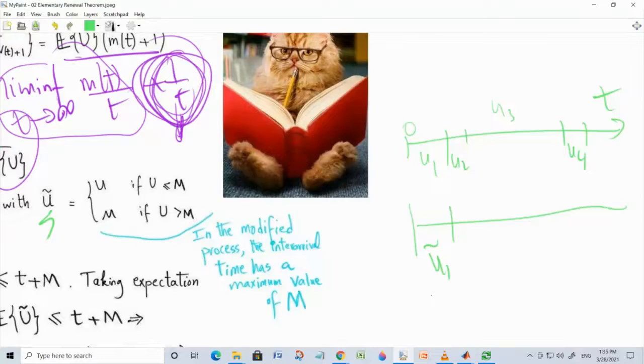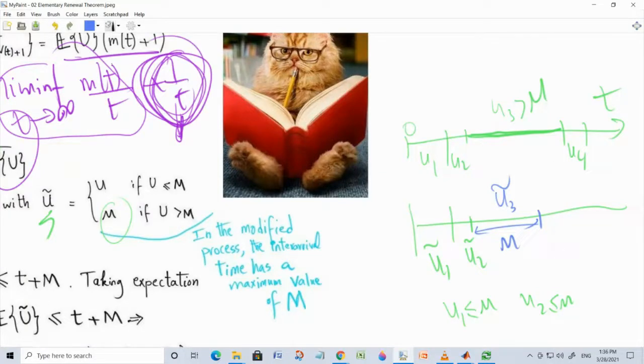So basically, u1 will be u1 tilde, because u1 is less than M, and u2 is even smaller, and so this will be u2 tilde. Up till now, u1 is less than or equal to M, u2 is less than or equal to M. Let's suppose that M is less than u3. So this is u3 in the original process, and since it is greater than M, in your new process you will truncate the value at M. So this will be M, and it will be u3 tilde.